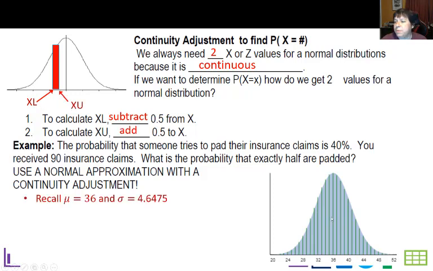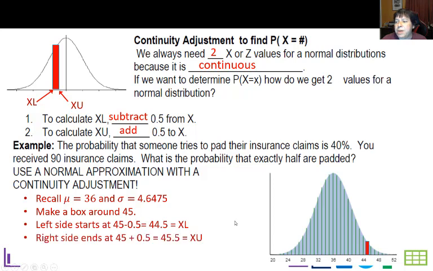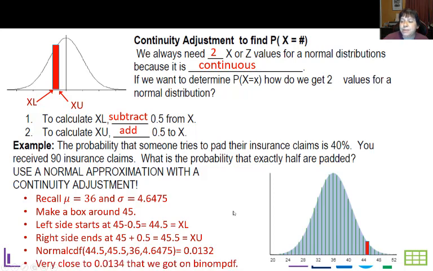So in this example, remember that I still have the same mean and standard deviation. I'm going to make a box around 45. The lower value is going to be 44.5 because I'm going halfway to 44. The upper value is going to be 45.5 because I'm going halfway from 45 to 46. We can do normal CDF. Here's my x lower, my x upper, my mean, and my standard deviation, and there's my probability. By the way, this is very close to the 0.0134 that we got with binomial PDF.